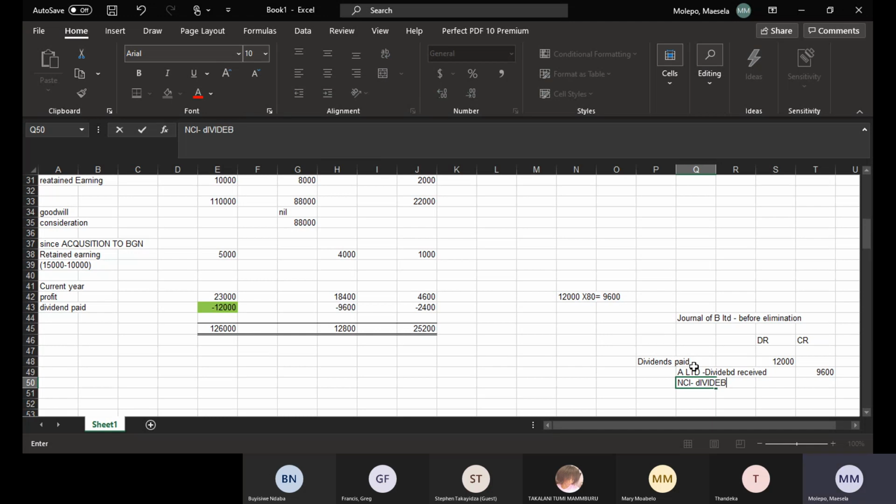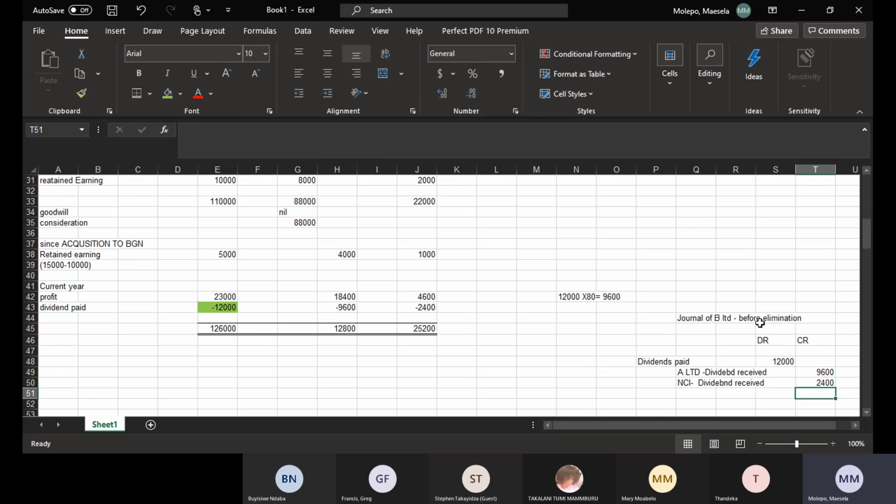Like, for example, suppose I had shares in the share capital of B Limited, but I was not a majority shareholder. I was also entitled to get those dividends. So in my case, the dividend I would receive from B Limited would be 2.4, so it will be the 2,400.